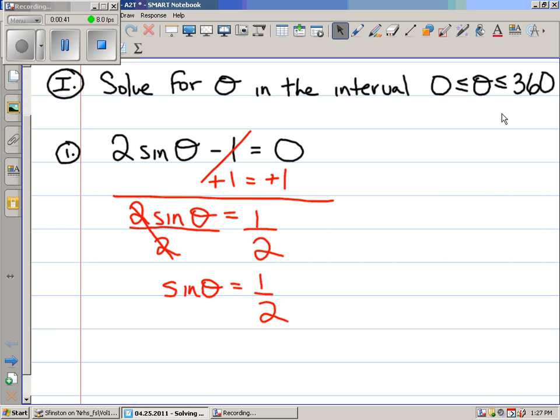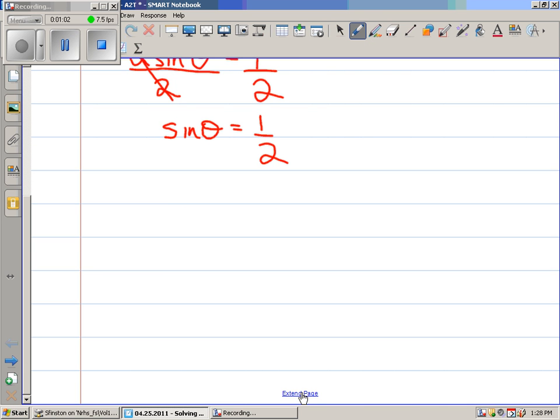Now, that's all good, but we need to know how much theta is. How do you figure out how much theta could be? You could memorize the chart. But if you don't have the chart memorized, what's another way using some technology in front of you? Let's use the inverse. The inverse sine of a half is how much? 30. Yep. But I'll tell you that's not it. We're not done.